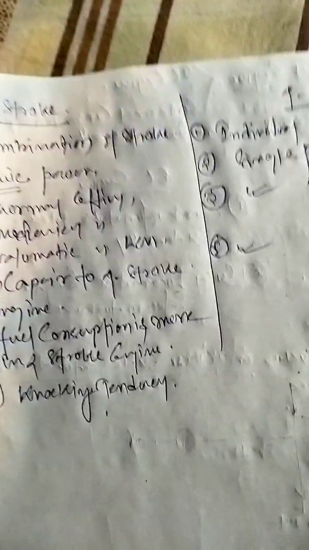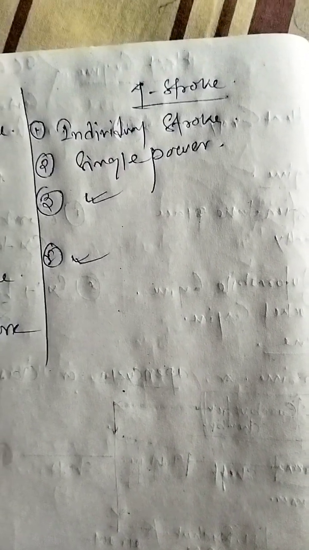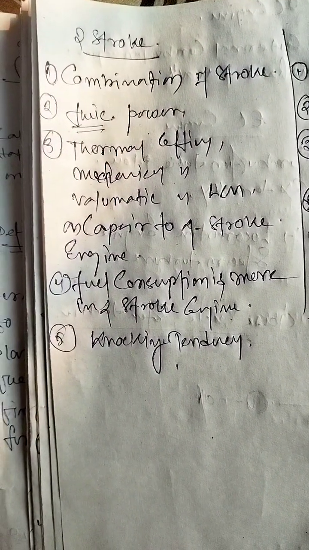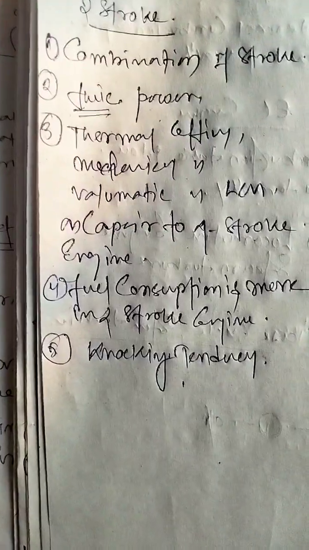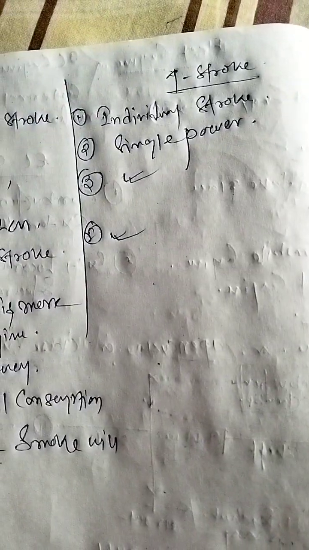Simultaneously, the lubricating oil consumption in a two-stroke engine is more, but the lubricating oil consumption in a four-stroke engine is less. In a two-stroke engine, more exhaust smoke will be produced, but in a four-stroke engine, less smoke will be produced. So this is basically the two-stroke engine and the four-stroke engine.